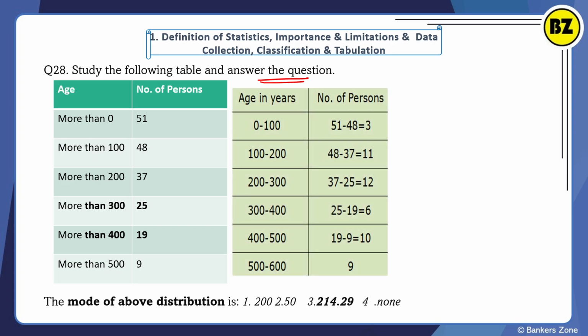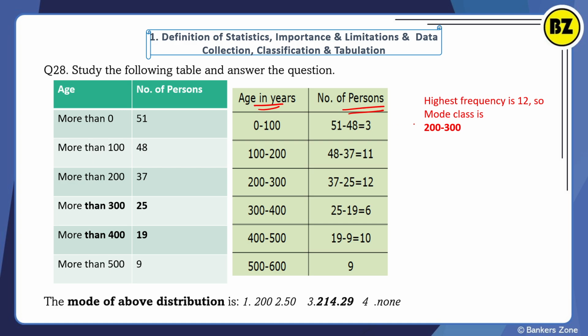So see, first we will draw the intervals. More than 0 and less than 100 means 0 to 100, with frequency 51 minus 48. Like that we have drawn all the numbers of persons in each particular age group. This we call the frequency, and this the interval. And more than 500 is simply 500 to 600, since you can see 0, 100, 200, 300, 400, 500, and next will automatically be 600. That much capacity you should have, right? So accordingly, we have done the intervals and calculated the frequency also.